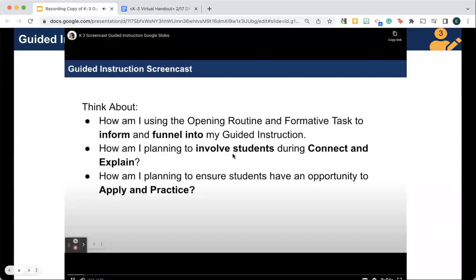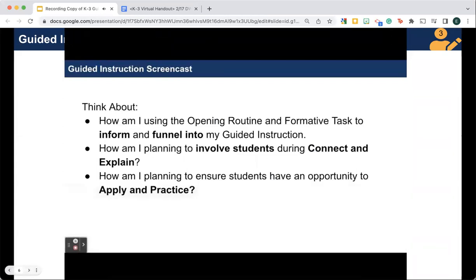As I talk through this lesson, think about how am I using the opening routine and formative tasks to inform and funnel into my guided instruction? How am I planning to involve students during Connect and Explain? And how am I planning to ensure students have the opportunity to apply and practice?